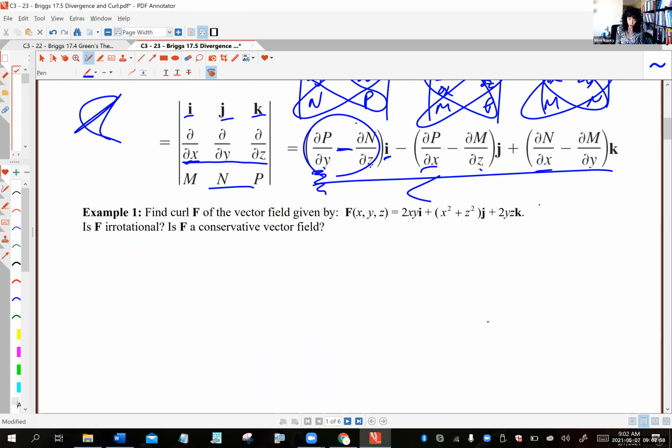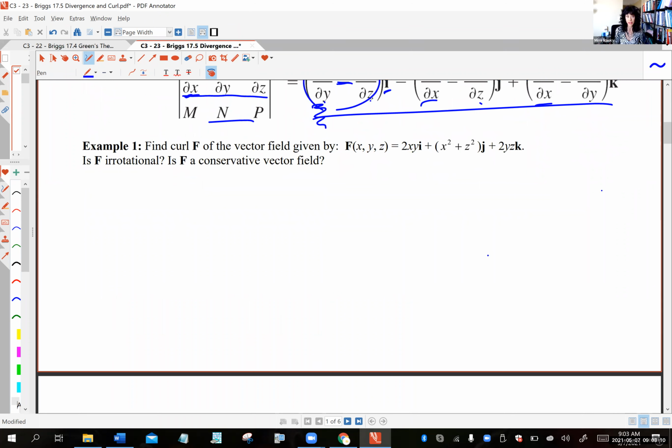And you can put it in component form if you want to. I usually do, just to let you know that's kind of how I roll. But there's always more than one way to denote a vector. So let's do an example of finding a curl, and I'm going to use the 3x3 determinant method to do it. So here's a vector field, and they want us to answer some questions, and we will in a minute.